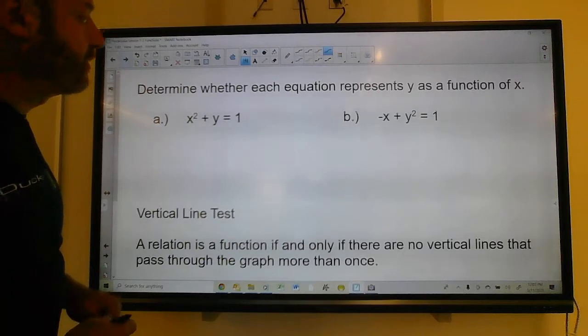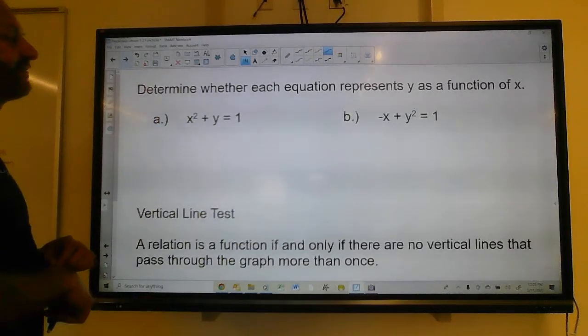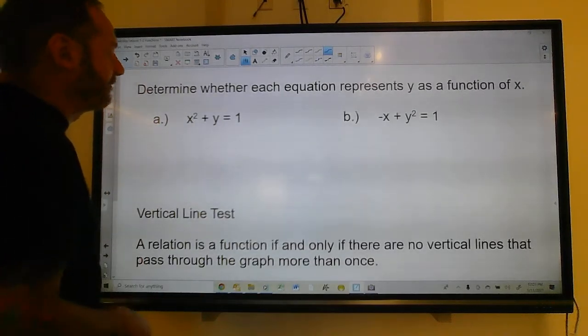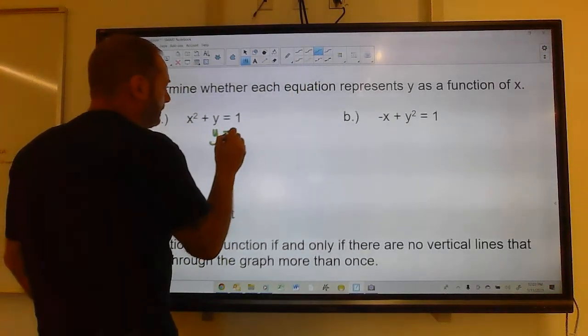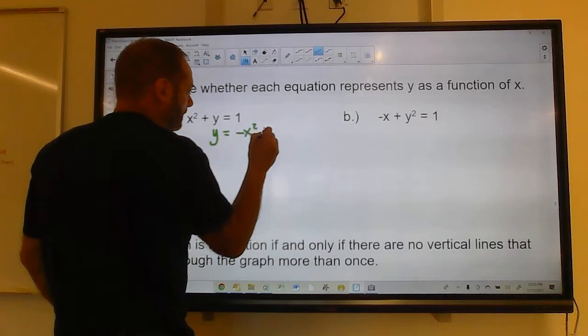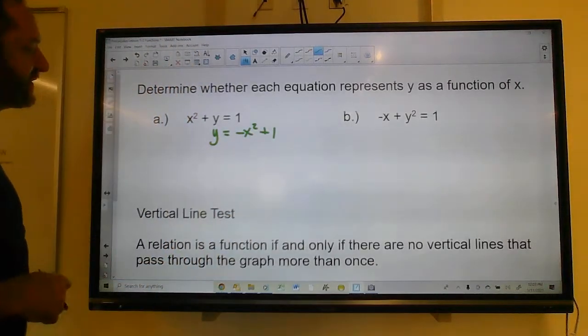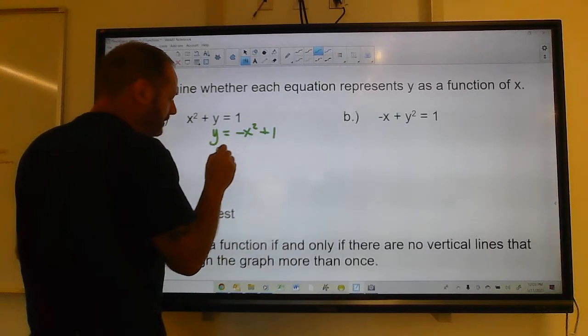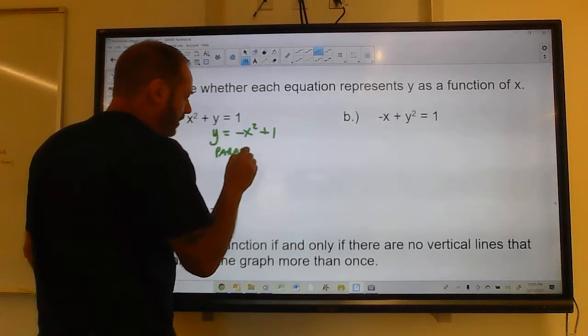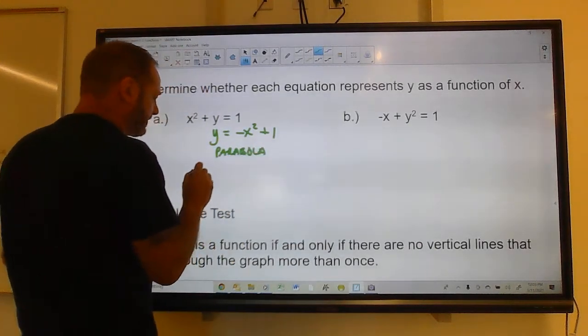Okay, determine whether each equation represents x as a function of y. Or I'm sorry, y as a function of x. So I always like to solve for y. Okay, what is this? This is a parabola. It's an upside-down parabola. Okay. All parabolas are functions, so this is a function.